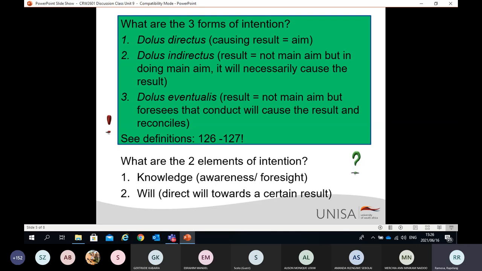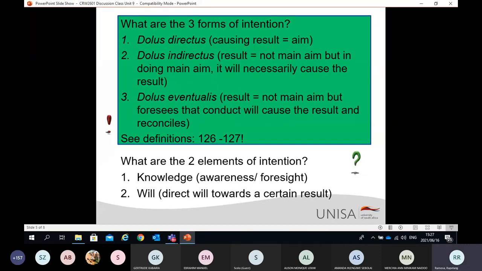In relation to the burning down of the merchandise, or the destruction of the merchandise by fire, his intention was direct intention, because that was his main aim or goal. However, in relation to arson, we cannot say that that was his main aim or goal, but he did foresee that in pursuing his main aim or goal, which is the burning of the merchandise, the burning of the structure or the building is a necessary consequence flowing from the pursuit of his main aim. So in relation to that charge, the form of intention will be indirect.